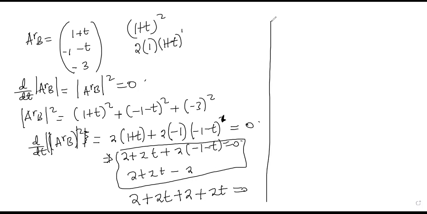Simplifying it, it will just come out like this. So this is 4t equals negative 4, and so our t is going to be negative 1. But because I need the time is 1 unit, then you substitute the value of t you've gotten into AR B. You're going to get the answer.